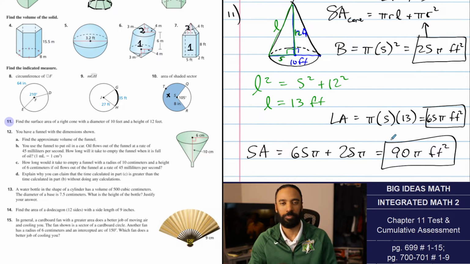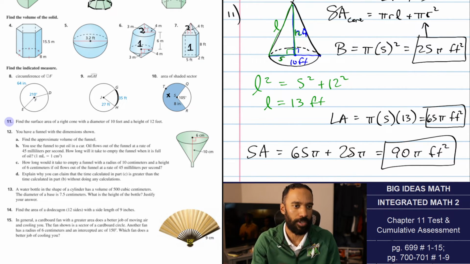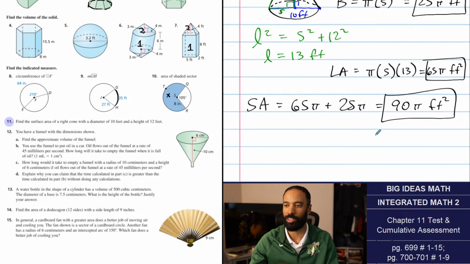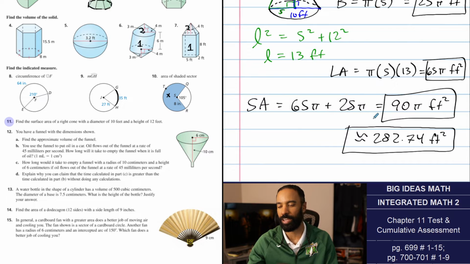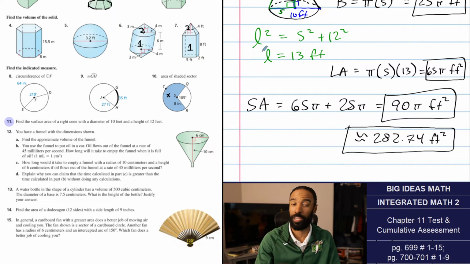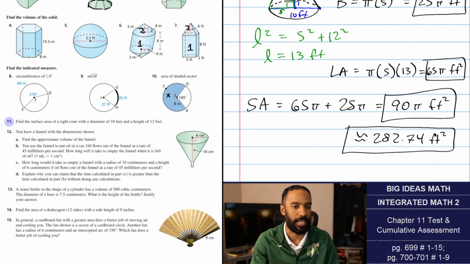As a rounded value, again, teetering toward 300, 280 something probably. 90 pi, 282.74. 282.74 square feet rounded of surface area of that cone. It's a big cone. I don't know where it exists, man, but that's a big cone.